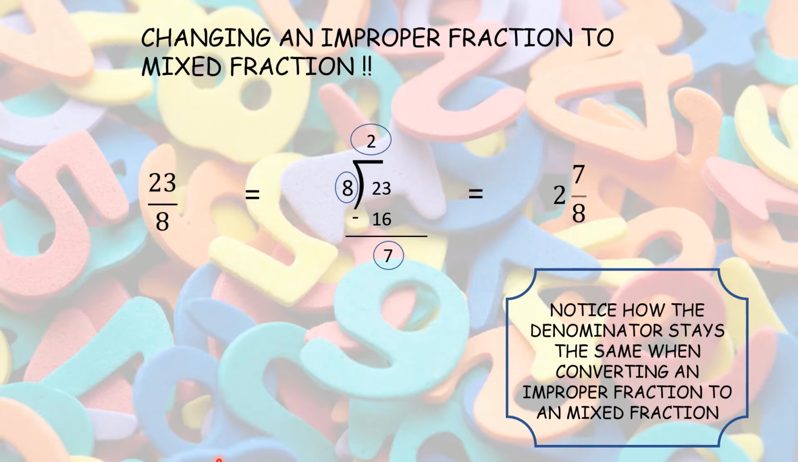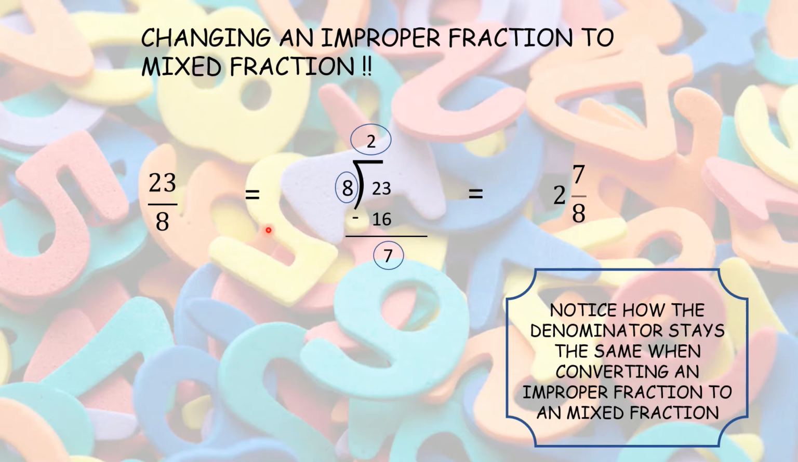Thus, first, in order to convert our improper fraction to a mixed fraction, we need to divide our numerator by our denominator, then write down the whole number answer, and then write down any remainder above the denominator. Suppose you want to convert 23 by 8 to a mixed fraction.